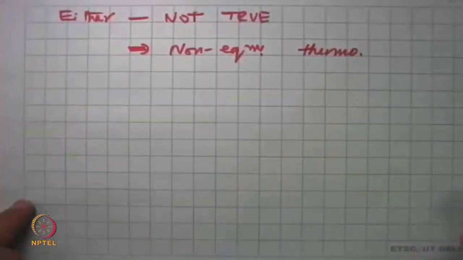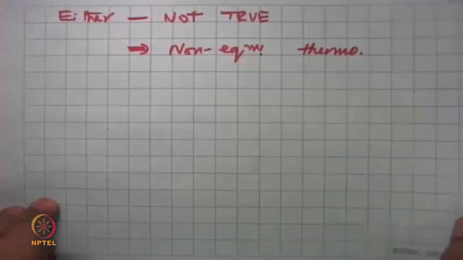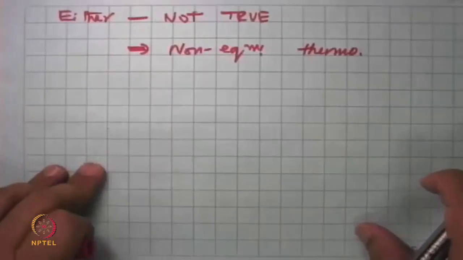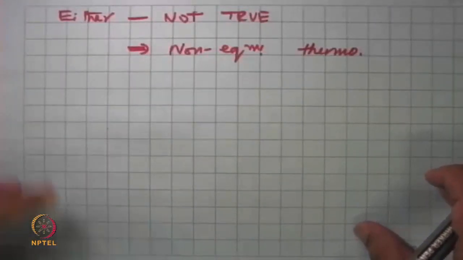Examples of that: supersonic flow, that is a non-equilibrium system, or mixing of two different substances, or very fast chemical reactions. Those are all non-equilibrium systems. So we won't worry about that.